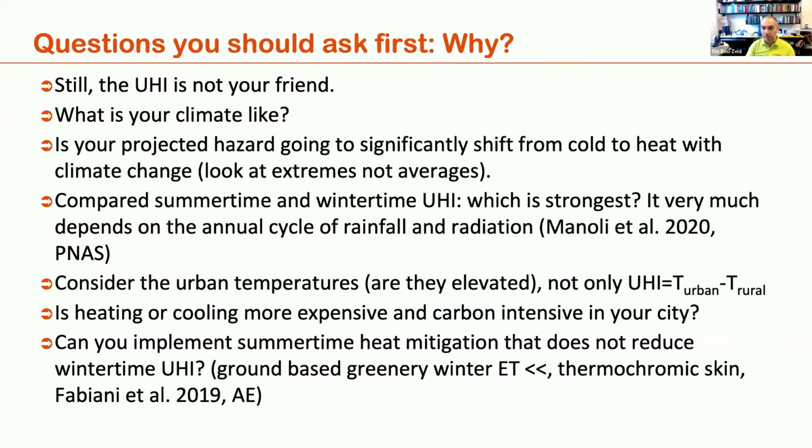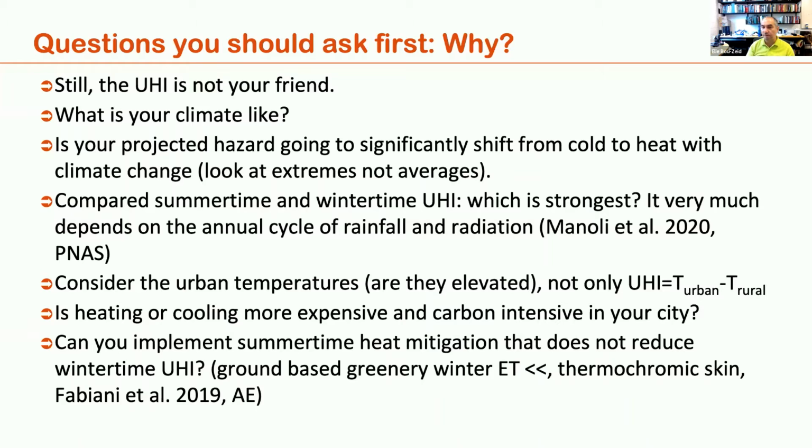So the bottom line is, when you try to think about heat mitigation strategies, if you're in a cold climate, you can think about mitigation strategies that may not affect the wintertime UHI, allowing the wintertime UHI to remain strong and basically giving you all the benefits, but that would still work in the summer to mitigate urban heat. For example, ground-based green infrastructure will have very little effect on the wintertime UHI because mainly it provides evapotranspirative cooling, and that's going to be small in the winter.